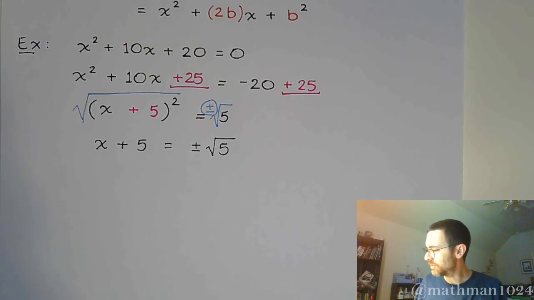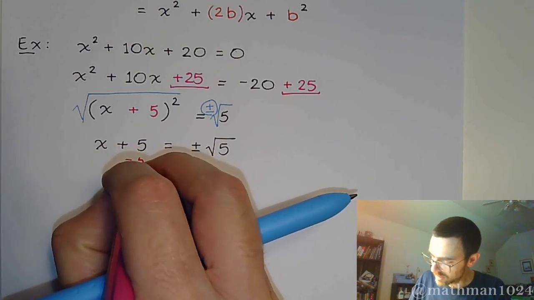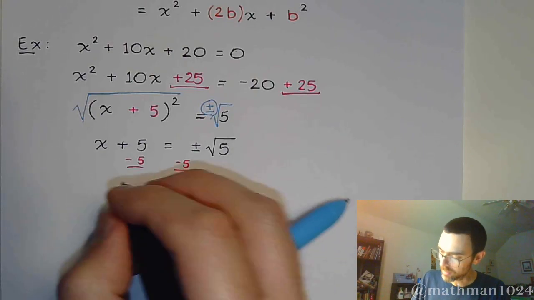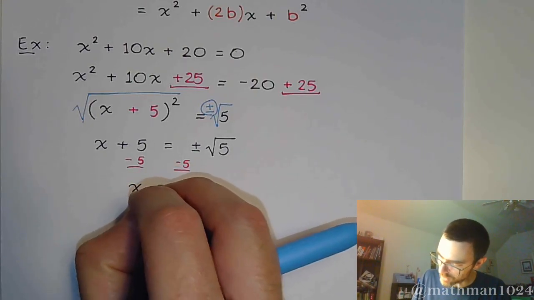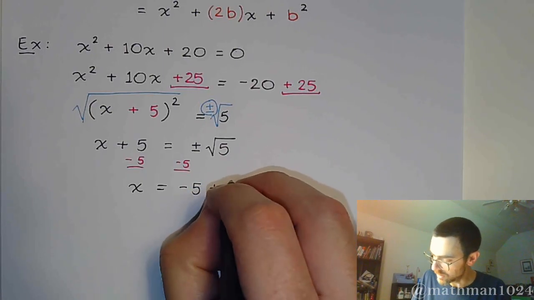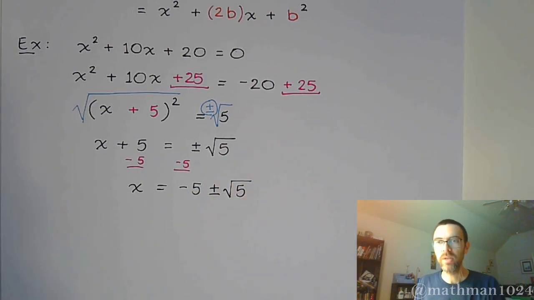We do that very easily by subtracting the 5 to the other side, like that. And x is equal to negative 5 plus or minus the square root of 5. And that's pretty much it.